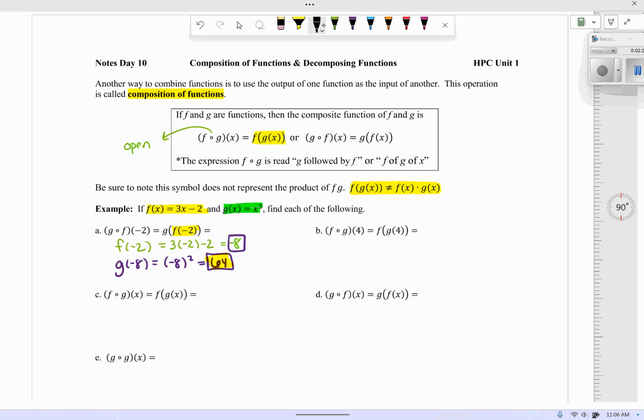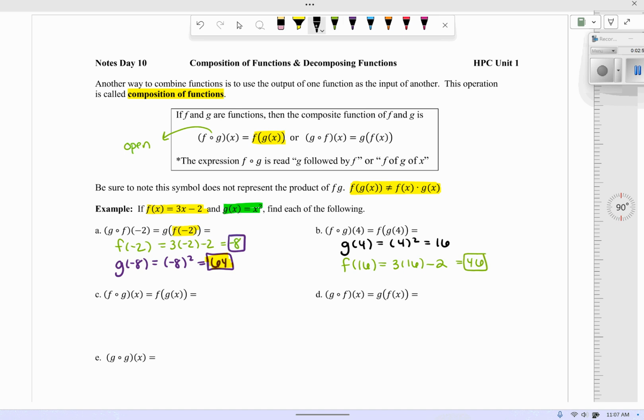Looking at the next one, now we have f of g of 4. So those are the two different notations. So now we're evaluating first g of 4. So that would be 4 squared, which is 16. And then we take that answer and plug it into f. So f of 16 gives us 3 times 16 minus 2, which ends up giving us 46.